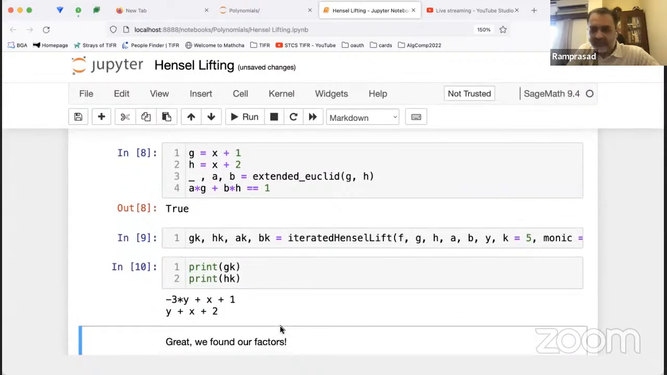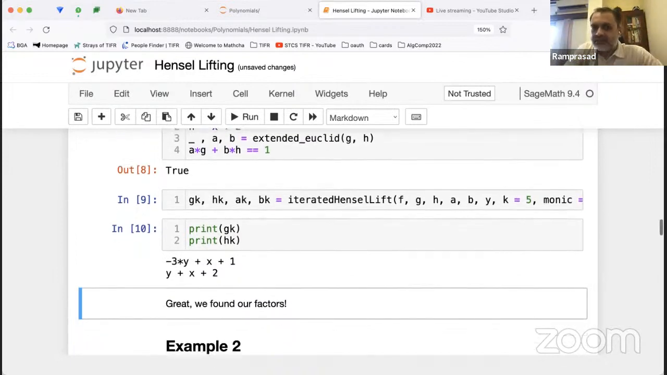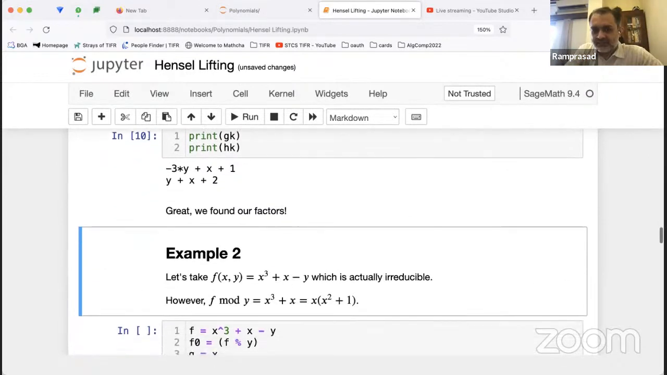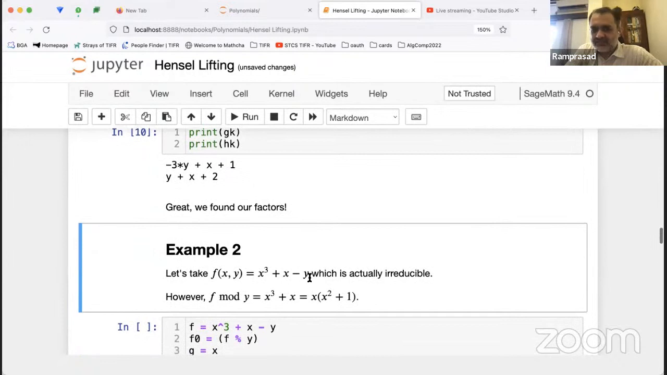Okay, great. So we did find our factors. So here is an example where the intent, our mental picture of what this algorithm is supposed to do, is working fine. Now let's try out a different example, which is x cubed plus x minus y, which actually happens to be irreducible. So I want to know, had we run this entire process, what would have happened?